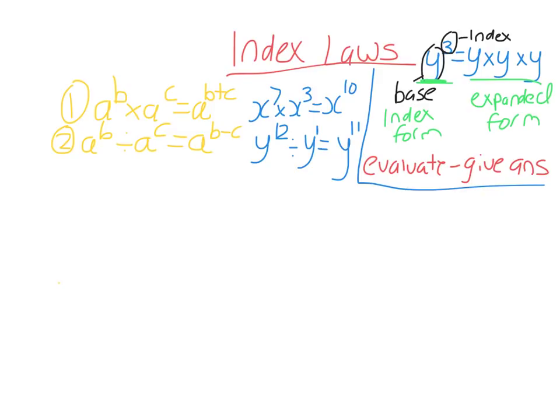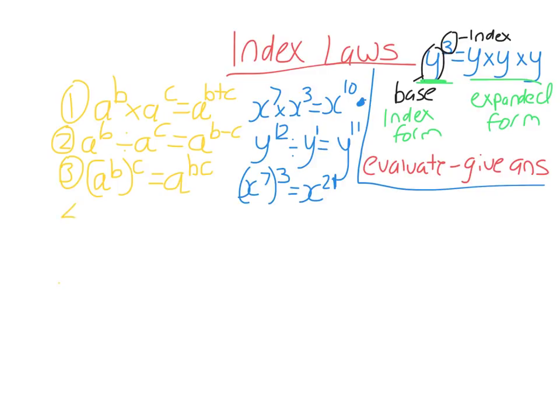All right, the third rule. If I have a base raised to a power, and you raise it to another power, you keep the same base, but this time multiply the powers. So if I have x to the power of 7 to the power of 3, I keep the same base, but unlike in the first example where I added them, this time I multiply them. 3 times 7 is 21.